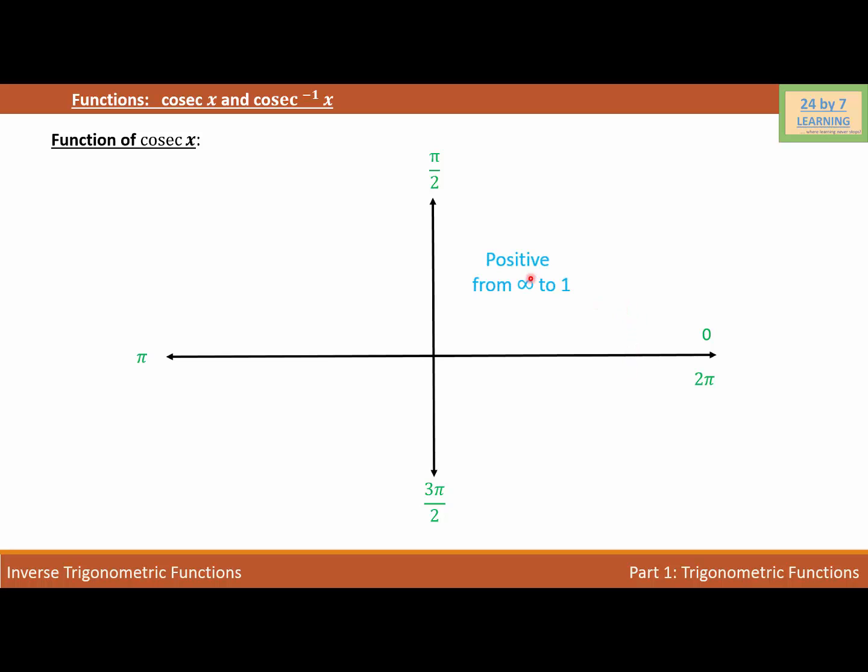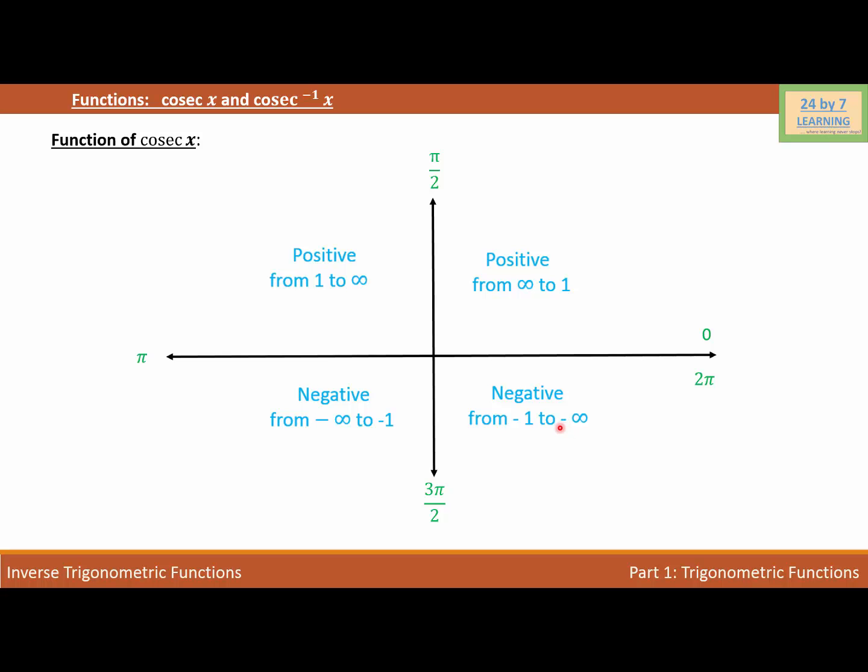The value of cosecant is positive in the first quadrant, and the values vary from infinity to 1. The value of the cosecant function is positive in the second quadrant, and the value varies from 1 to infinity. The value of cosecant is negative in the third quadrant, and the value changes from negative infinity to negative 1. The cosecant function is negative in the fourth quadrant, and the values vary from negative 1 to negative infinity.